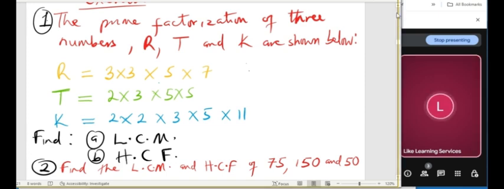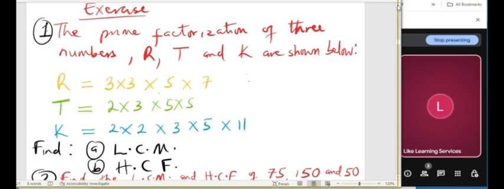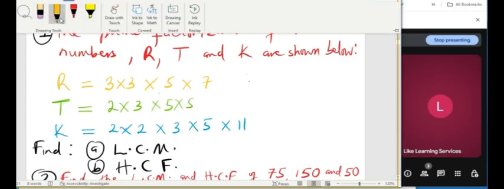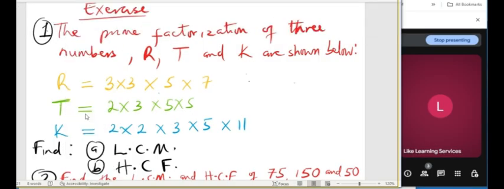All right, so for these practice questions, let me know what did you get for 1A, the LCM? I got 900. Okay, what did you do? Just tell me what you did for number 1A. What are the things you picked?